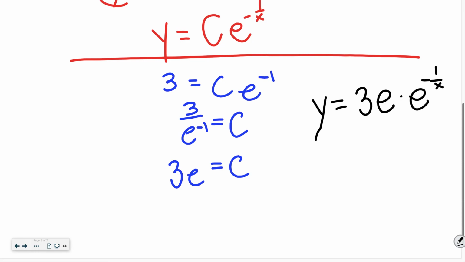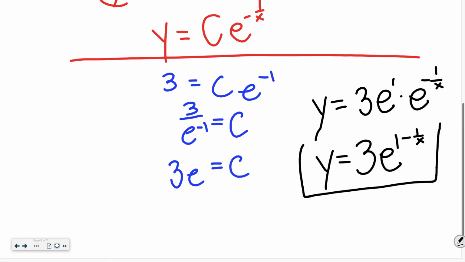But if this were like a multiple choice question, this would not be one of their answers, okay? This is e to the first power, right? So it makes sense that if you have 2 of the same base multiplied together, that we go ahead and squish them together. So we would write this as 3e to the 1 minus 1 over x, because we would add those exponents together.